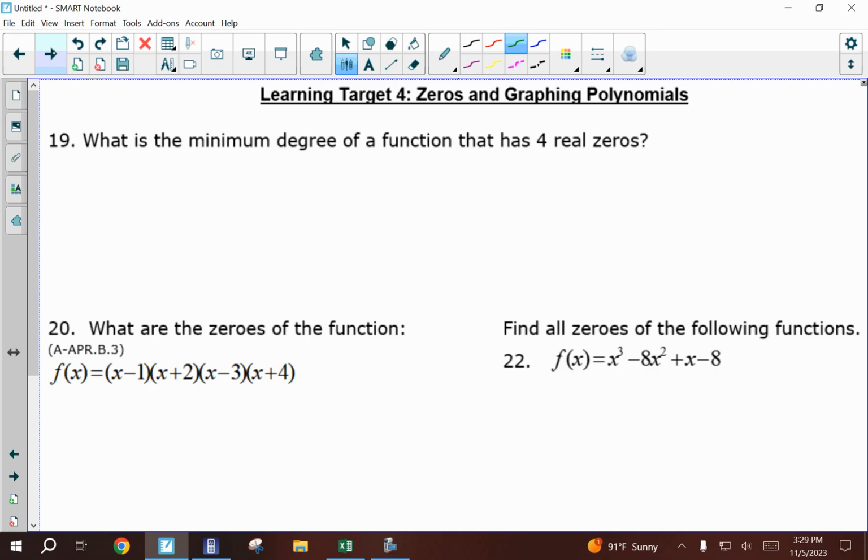Okay, next, what is the minimum degree of a function that has 4 real zeros? So the degree is the highest exponent, and if it has 4 real zeros, that means that the degree has to be at least 4 or higher.